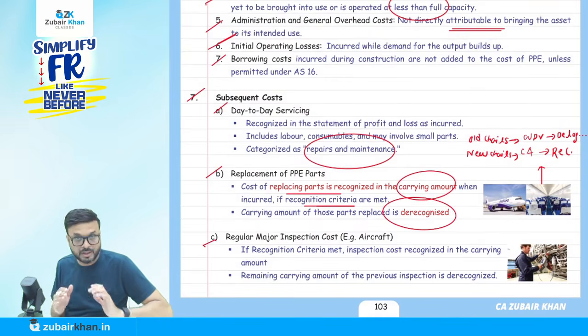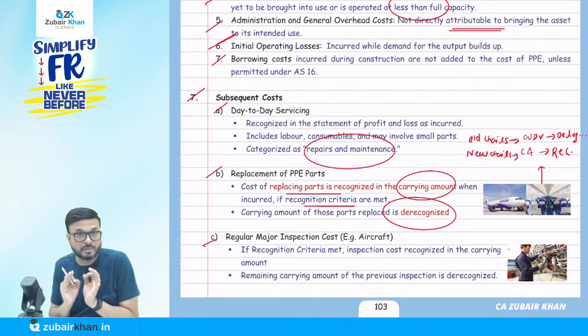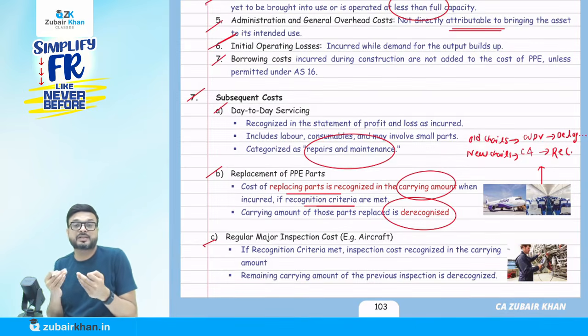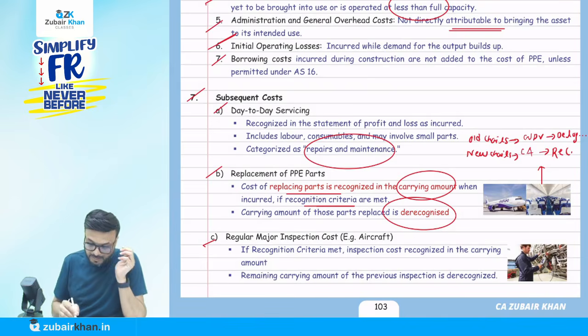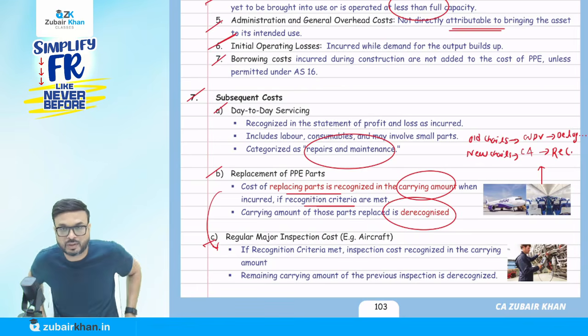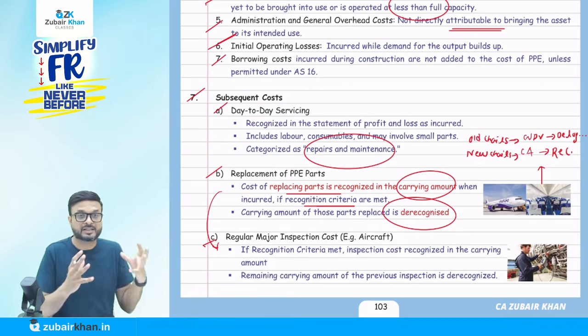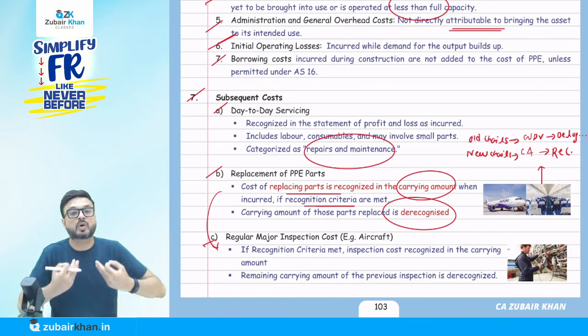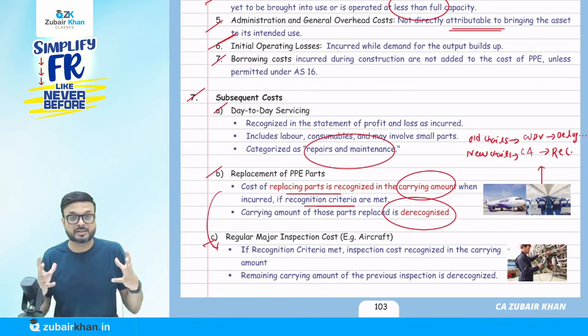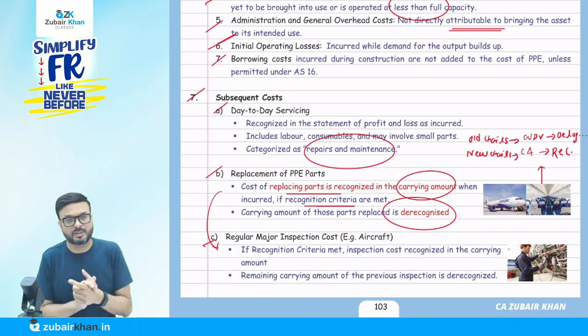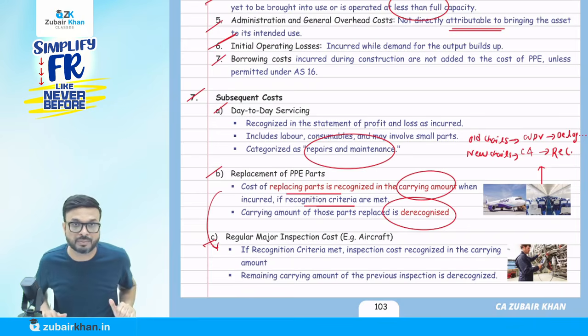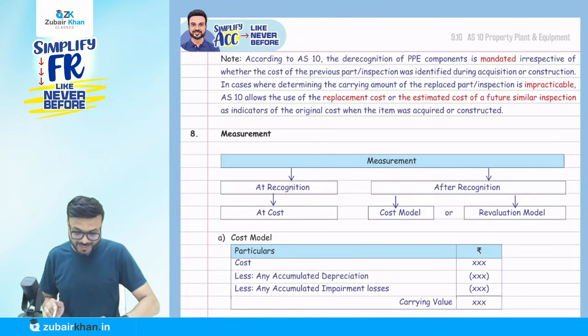Okay. Now the same treatment we are going to do for regular major inspection, like in the case of an aircraft. Same treatment as this replacement of PP. So whatever the WDV, the value of the previous regular major inspection, that will be derecognized. A new cost that will be incurred for the purpose of major inspection will be recognized in the cost, the same treatment as replacement of PP.